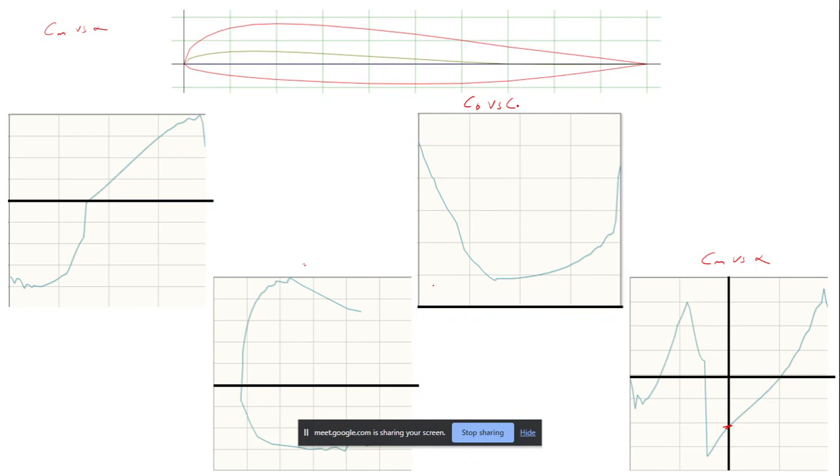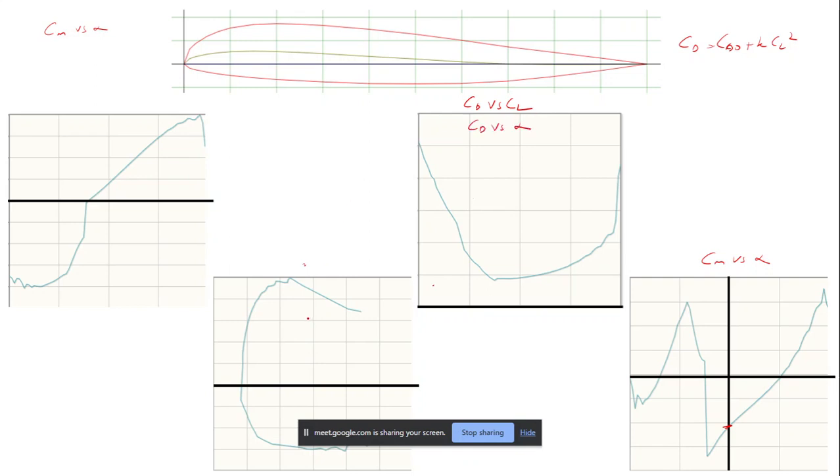Okay, it is CD versus alpha, but yes, CD versus CL also will look like this. So the CD versus CL is a parabolic equation. So you have CD equal to CD naught plus K CL square. So the variation with CL and alpha would look the same. Yes, it's a parabolic equation. This is right. This is CD versus alpha.